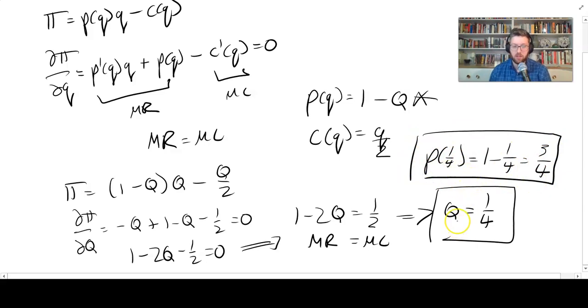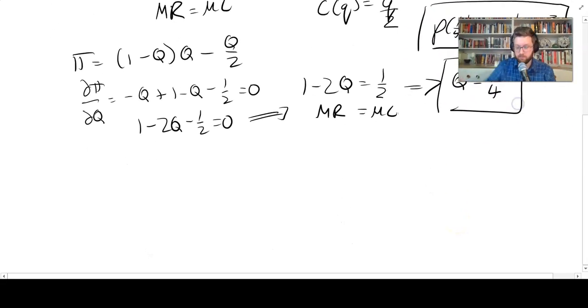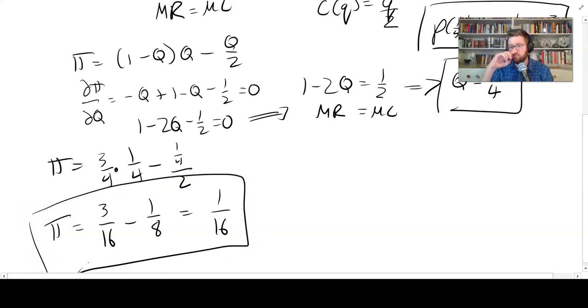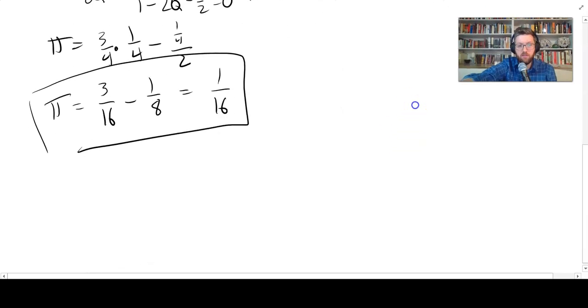And now that I have the price and the quantity, I can figure out my profit. Profit is equal to a price of 3/4 times a quantity of 1/4, minus a cost of Q over 2, where my quantity is 1/4 divided by 2. This is equal to 3 over 16 minus 1 over 8, or 1 over 16. So that's a simple calculation of profit. We can also do this kind of graphically.